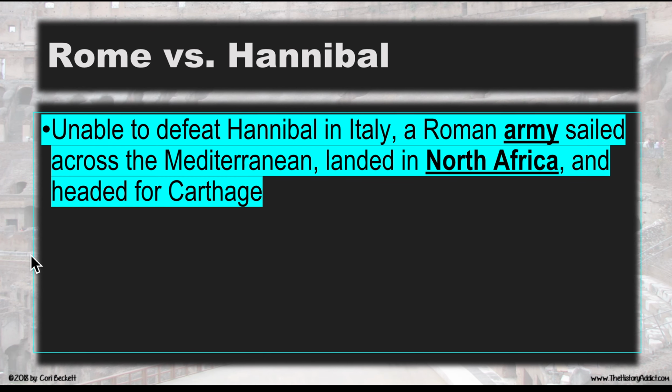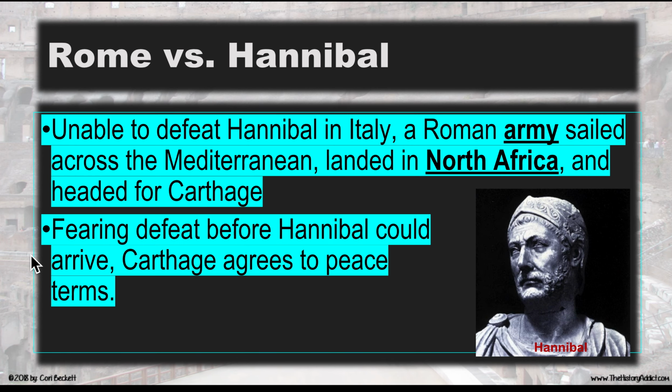Unable to defeat Hannibal in Italy, Rome sailed across the Mediterranean. So they didn't want to fight him either because they had already lost. So again, they just went straight to the source, while they knew that Hannibal and all of the army would be away from the house. So it was kind of an easy place for them to attack. And because of that, Carthage thought Hannibal's not going to be able to get back anytime soon, so they actually agreed to peace terms with Rome.